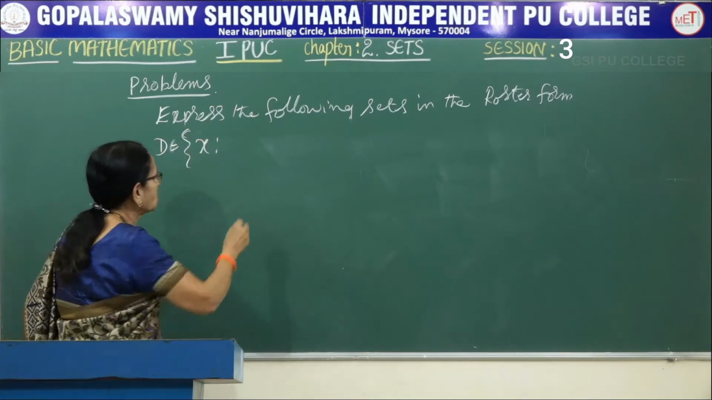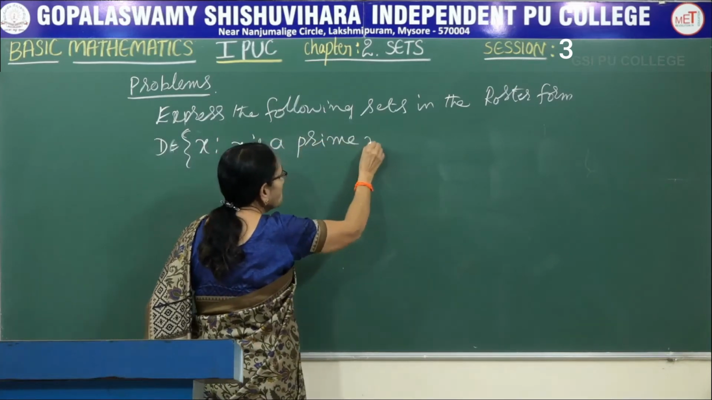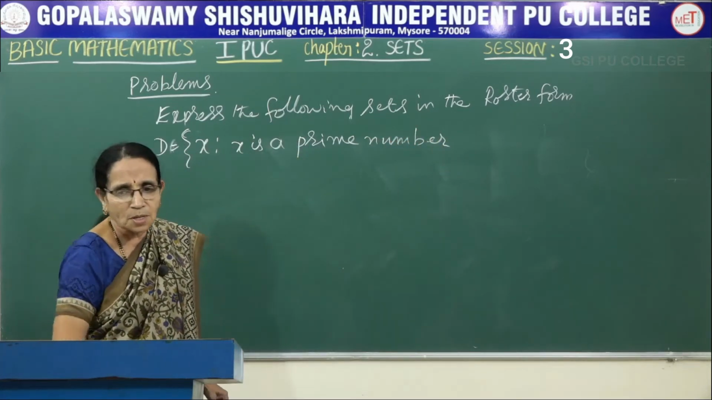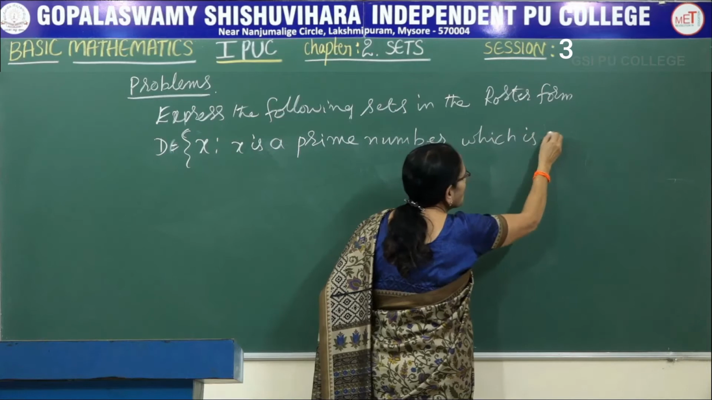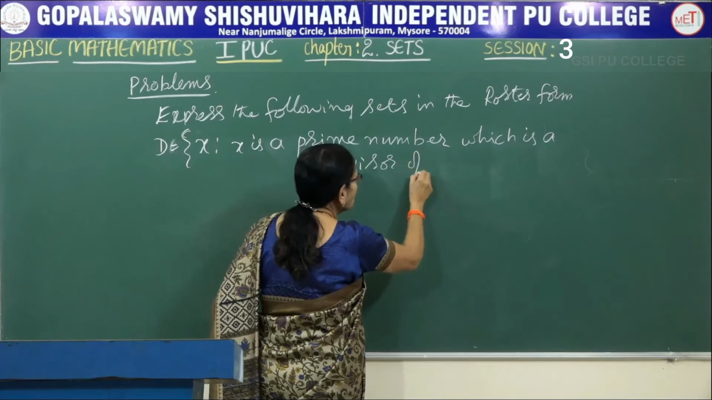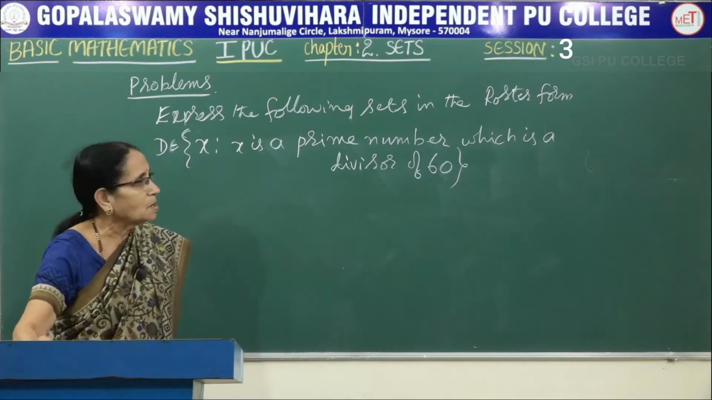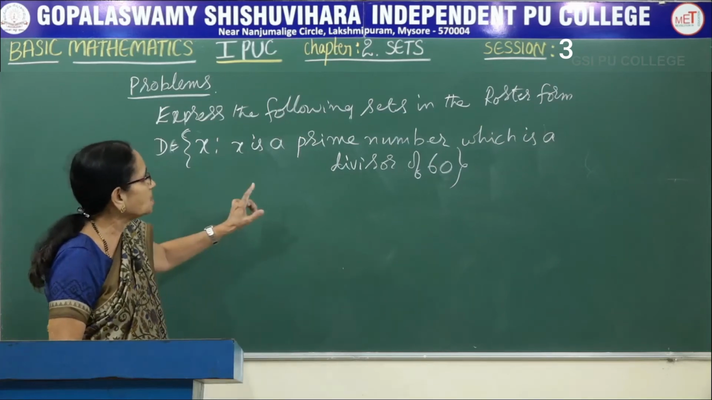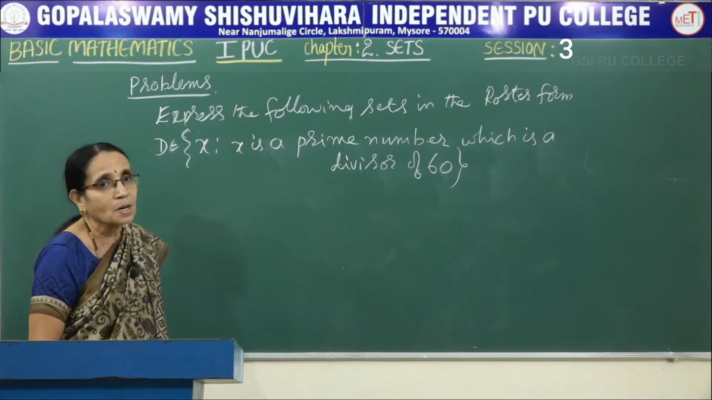Now, the set D contains all x such that x is a prime number which is a divisor of 60. Now this is a condition. X is a prime number which is a divisor of 60. That means the first condition is it should be a prime number. Second condition is it should divide the number 60.